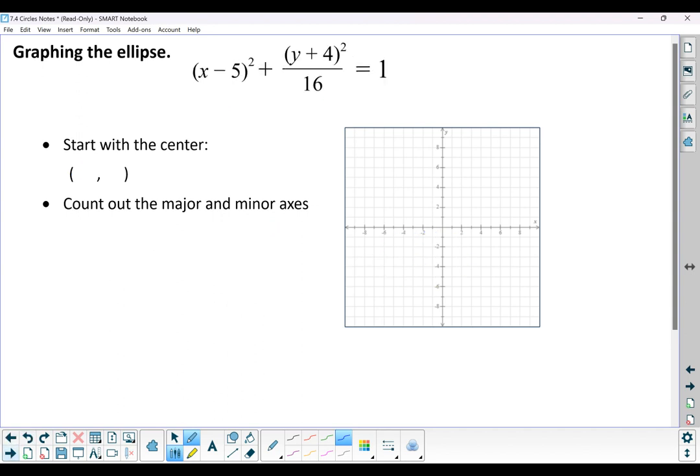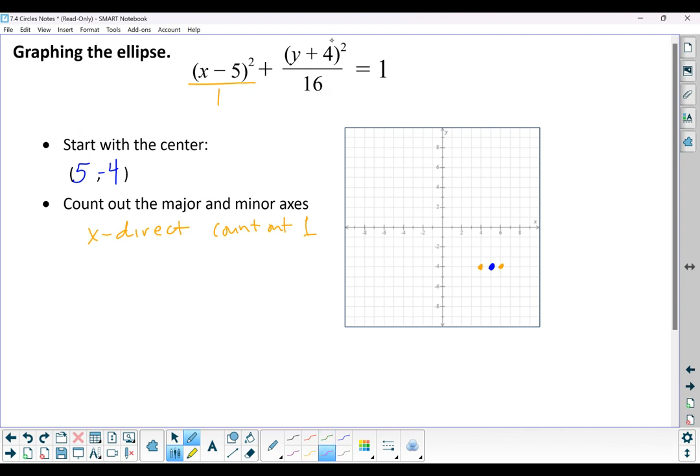I've got x minus 5 squared plus y plus 4 squared over 16 is equal to 1. We want to start with the center. The center of this ellipse is 5, negative 4. The first one's not even a fraction. If there is something that you're expecting to be a fraction that is not a fraction, it has a denominator of 1. It's over 1. So in the x direction, we're going to count out 1. So it's going to be a skinny guy.